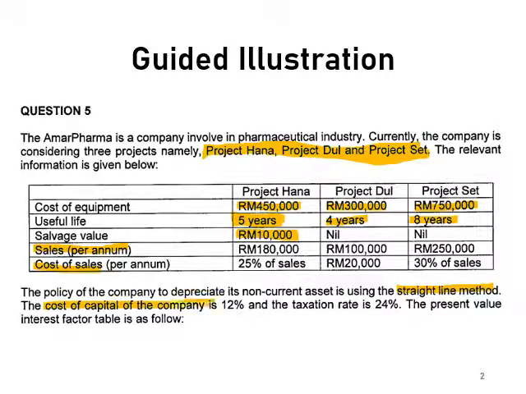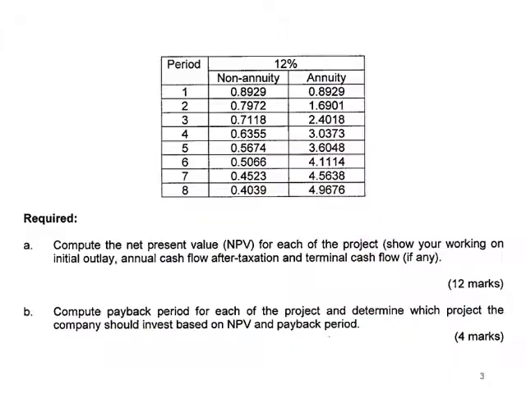Cost of capital is 12%. So you will use the PV table, or it will be given to you, present value at 12%, and the taxation rate of 24%. Given to you are the present value interest factors for 12%. It gives you non-annuity, which means for 1 year only. Annuity is for a group. Which means, if it is year 1, it is still the same.